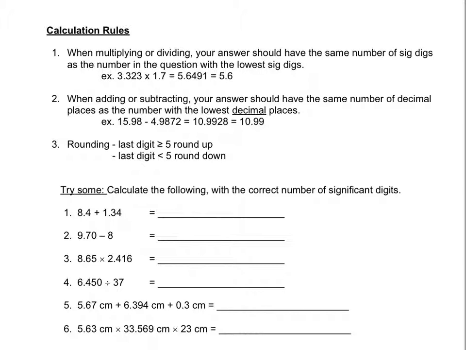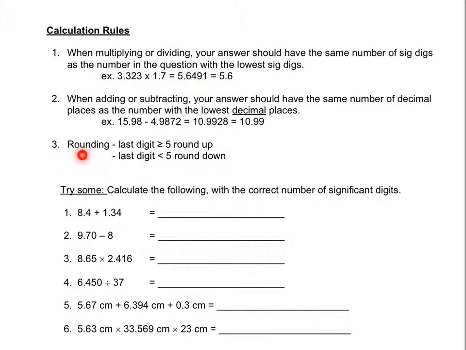That gives me too many estimated digits. In science, we only write down one estimated value. Because 1.7 only has 2 sigdigs in it, I can only report 2 sigdigs in my answer. That 7 was actually estimated because it's the last digit. So what I do is I look at my answer and I round it to include only 2 sigdigs.